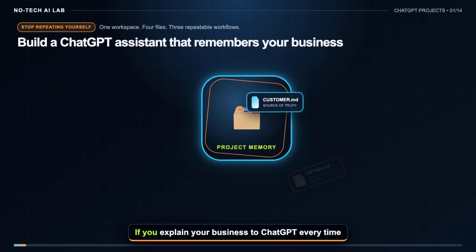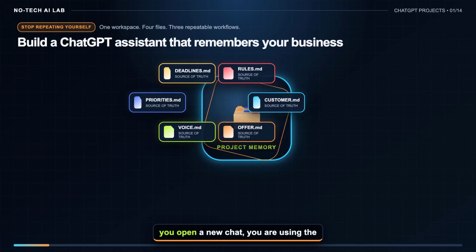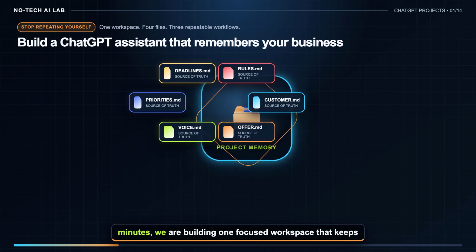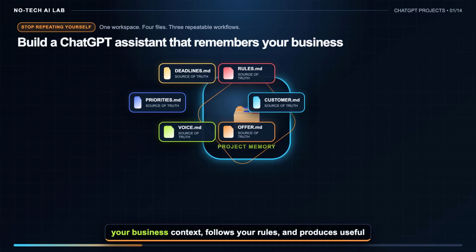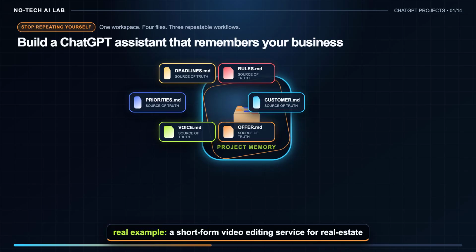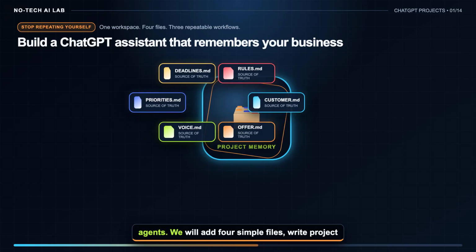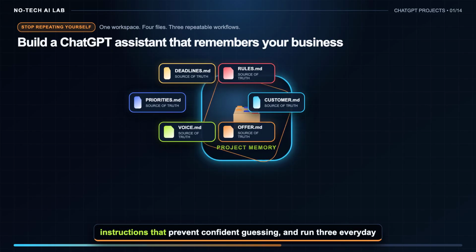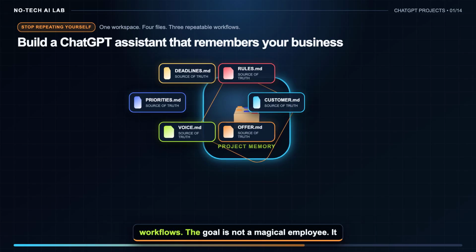If you explain your business to ChatGPT every time you open a new chat, you are using the hardest version of the tool. In the next 10 minutes, we are building one focused workspace that keeps your business context, follows your rules, and produces useful work without a giant setup. I will use a real example, a short-form video editing service for real estate agents. We will add 4 simple files, write project instructions that prevent confident guessing, and run 3 everyday workflows.